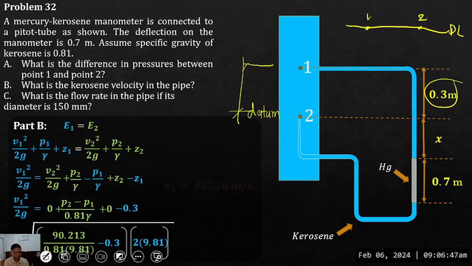So, the value of V1 is 14.726 meter per second. So, I think meron mga nakasagot. So, congratulations sa mga nakasagot.